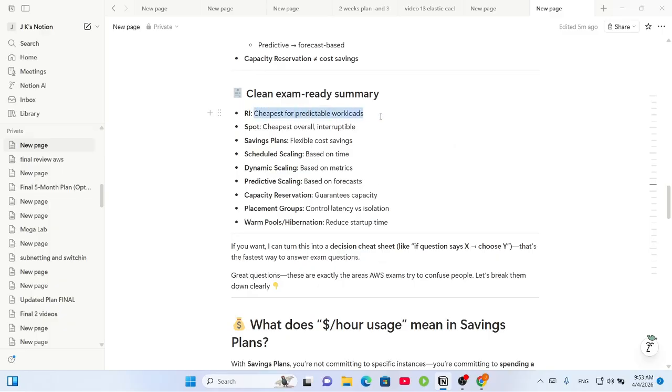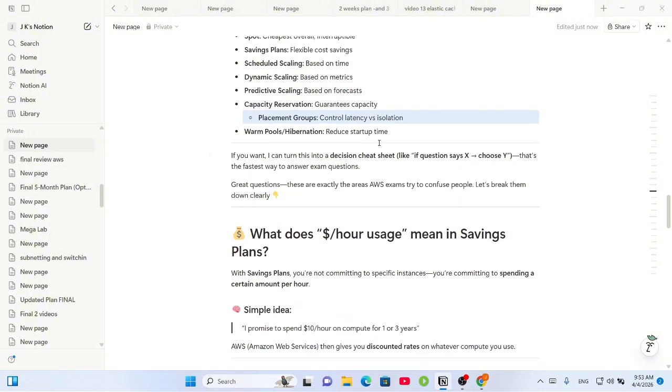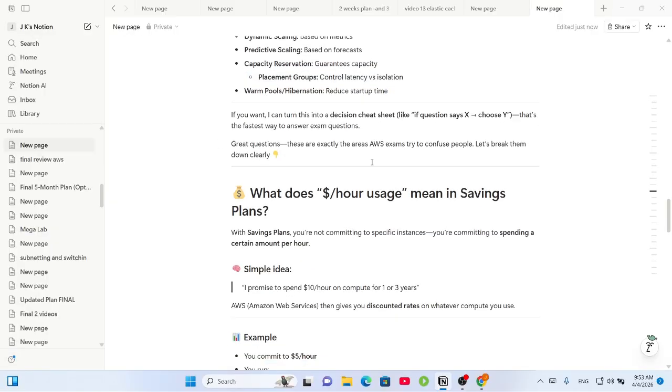Reserved instance is cheapest for predictable workloads. Spot instance is cheapest overall, but interruptible. Savings plan is flexible cost saving. Scheduled scaling is based on time. Dynamic scaling is based on metrics. Predictive scaling is based on forecast. Capacity reservation guarantees capacity. Warm pools and hibernation reduce startup time.